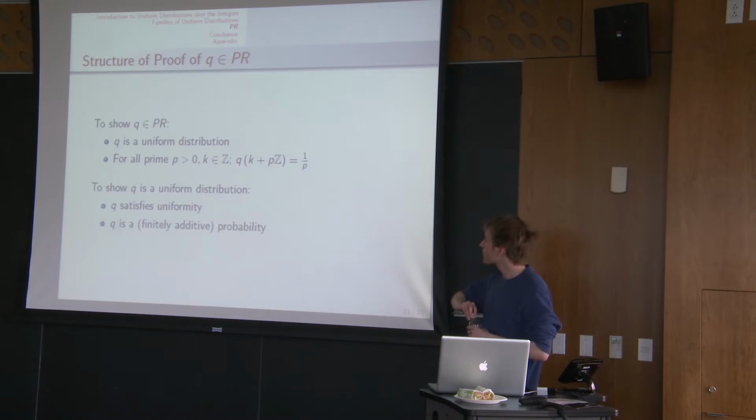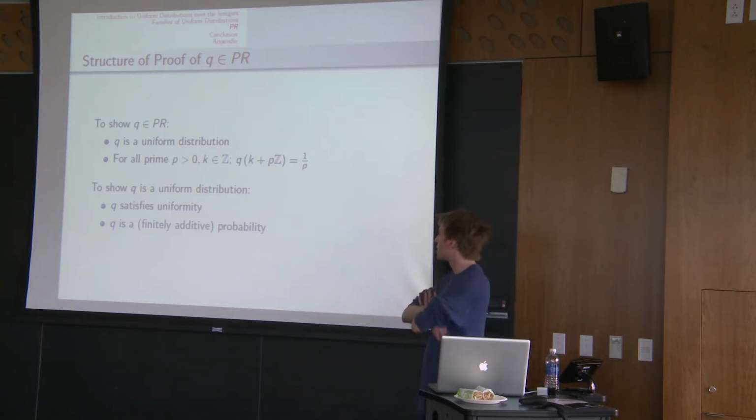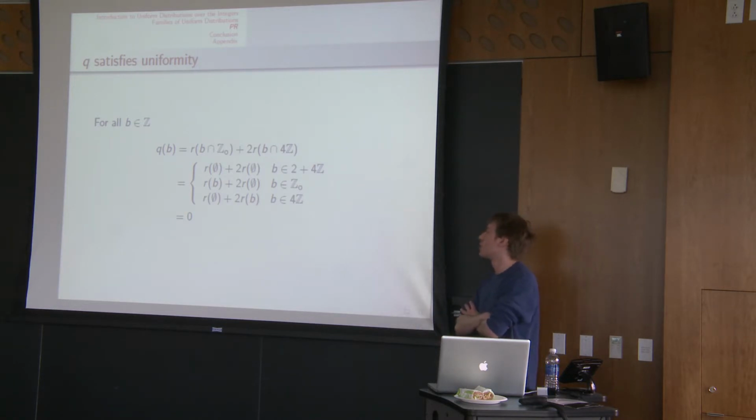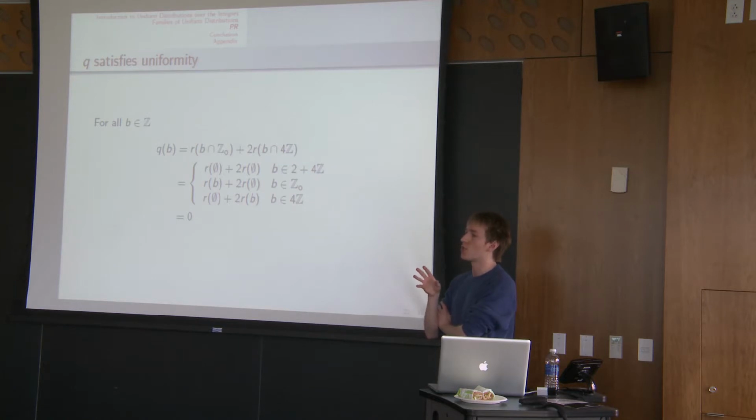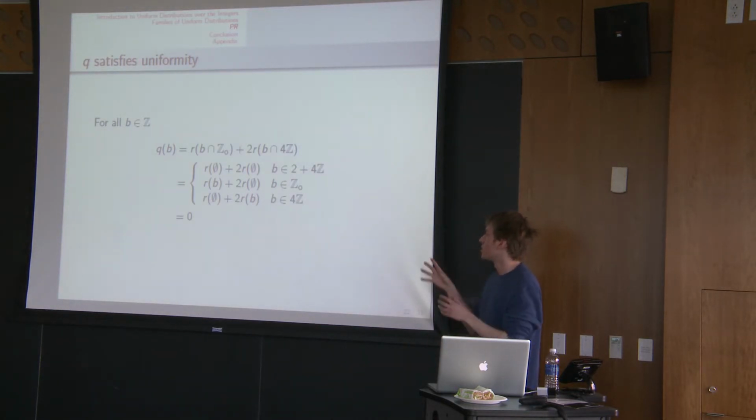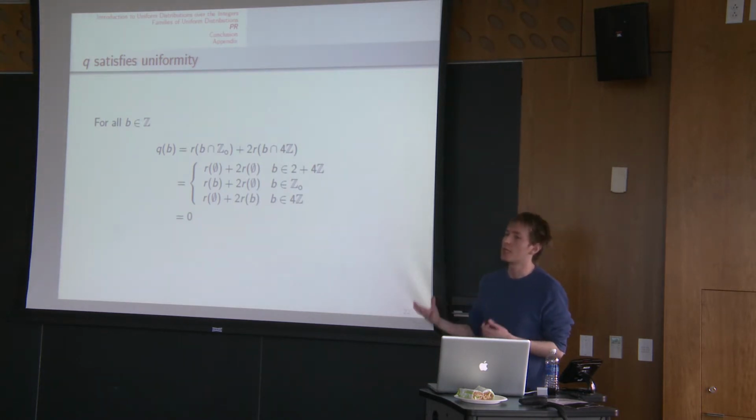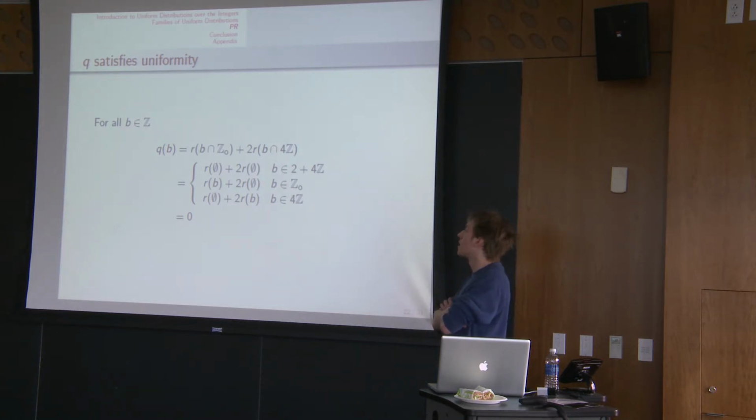So we have to show that it's a uniform distribution and that it obeys the prime residue class property. Let's start by showing it's a uniform distribution. We're going to divide that into showing that it satisfies uniformity and that it's a finitely additive probability. The first step is uniformity, that is, it assigns probability 0 to a point. If we plug in a point, then when we intersect it with a set, we either get that point back or we get the empty set. The empty set will be mapped to 0 because little r is a finitely additive probability, and it will map the point to 0 because r itself is a uniform distribution. So when we sum up, we get 0 in whatever case you consider.